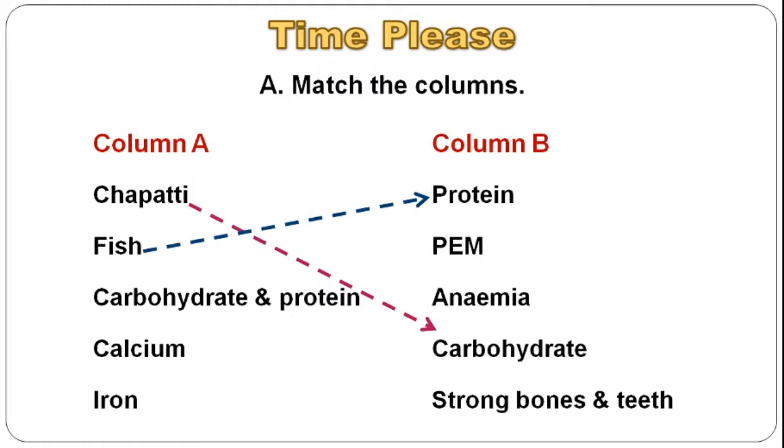Then comes carbohydrate and protein. Well, PEM is caused by deficiency of carbohydrate and protein. Now is calcium. Calcium makes our bones stronger. Iron. Deficiency of iron causes anemia. Very good.